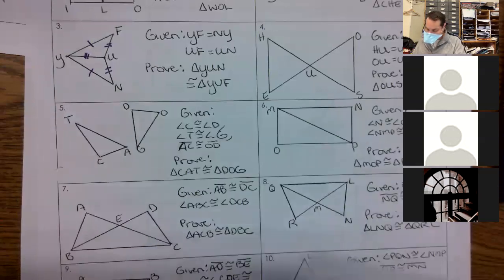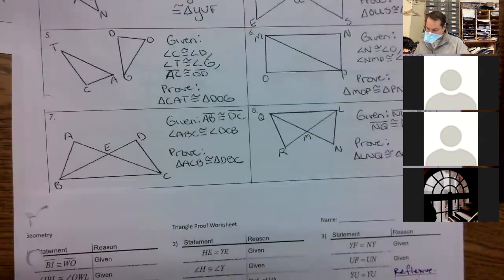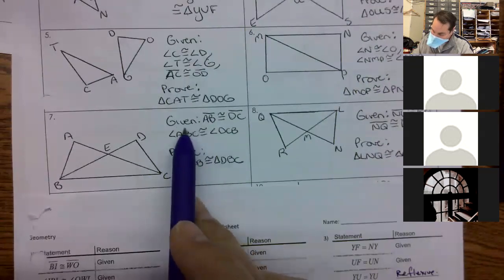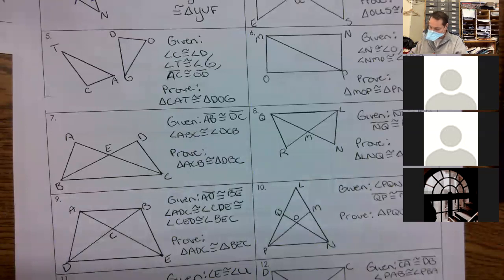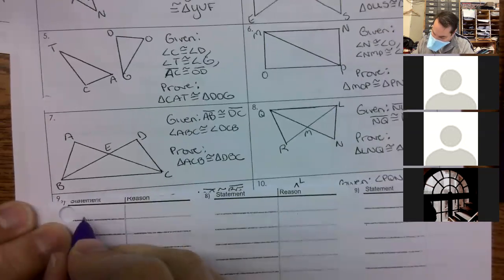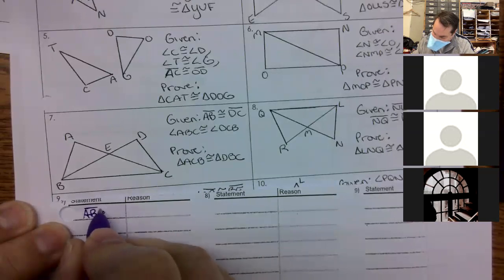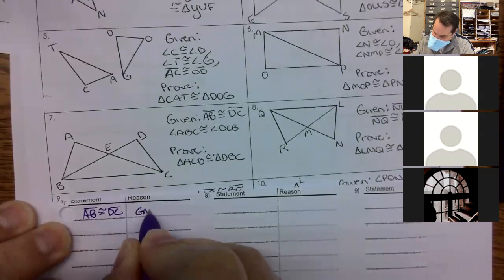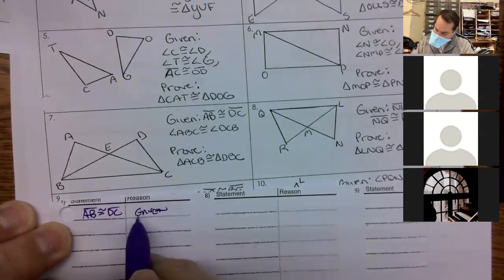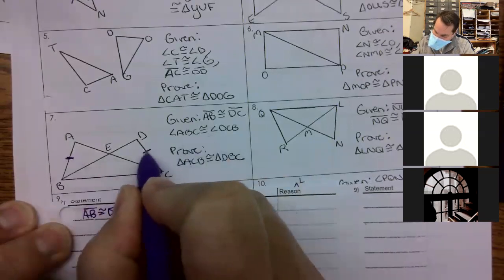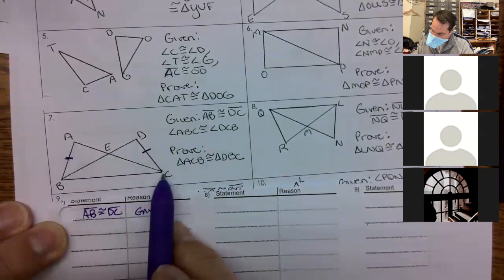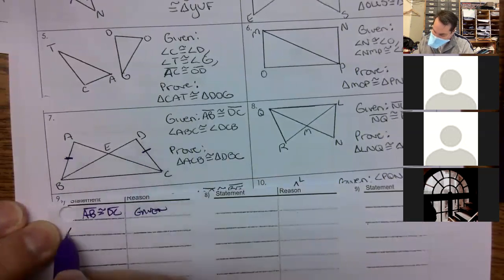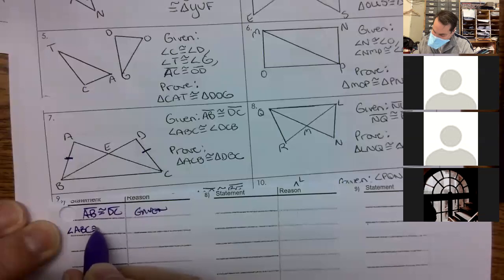All right, let's go to number 7. Take a look at number 7, please. Given AB is congruent to DC. So I'm going to fold my paper a little bit so I can put these both on the same screen. AB is congruent to DC, given. And when I write it here, I draw it on my picture. And then angle ABC is congruent to angle DCB. Angle ABC is the same as angle DCB.